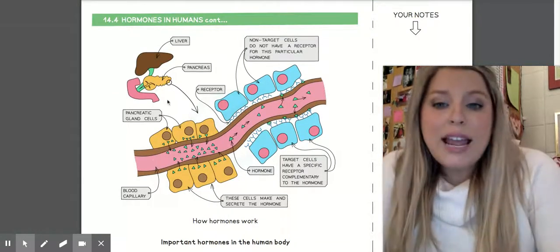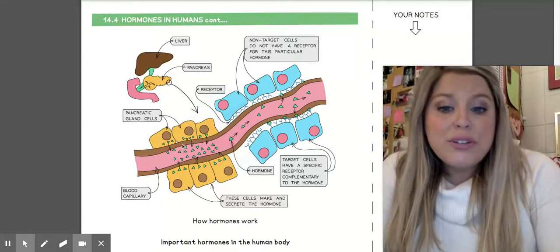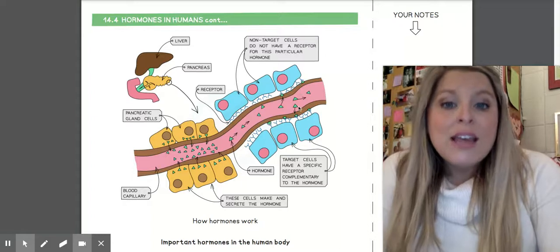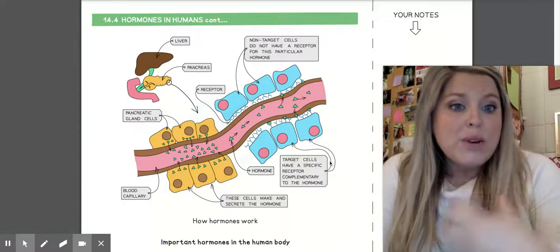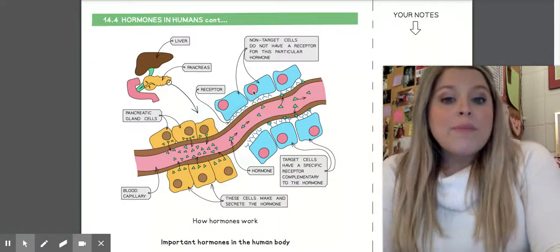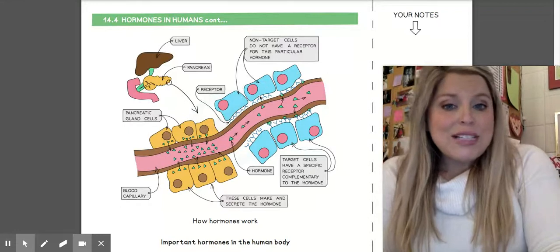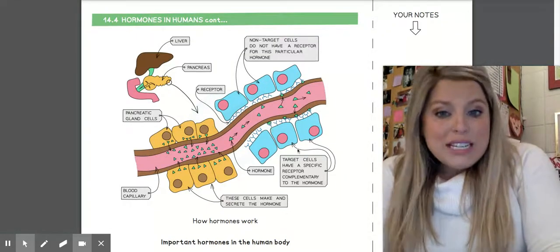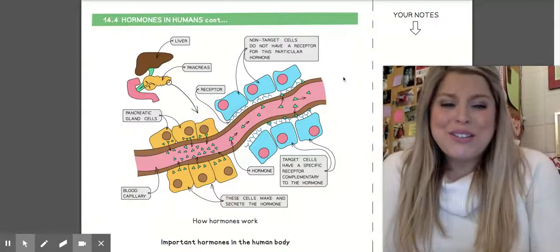Let's just say your pancreatic gland cells are going to produce these hormones that are specific to a target cell receptor that's complementary to the hormone where it needs to be used. Now, if there are other cells in the body that have different receptors, it's not going to make the fit. So if it doesn't fit, it won't be received. It cannot be used and processed. So hormones are incredibly intricate and unique.